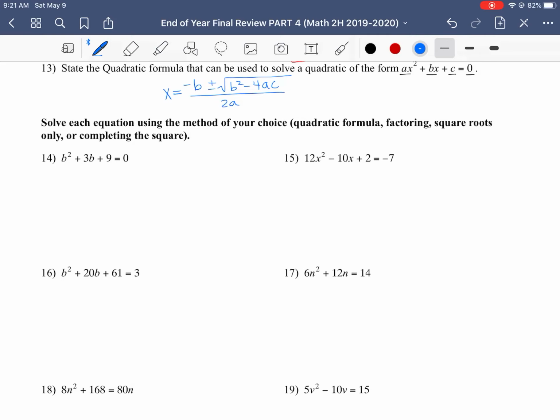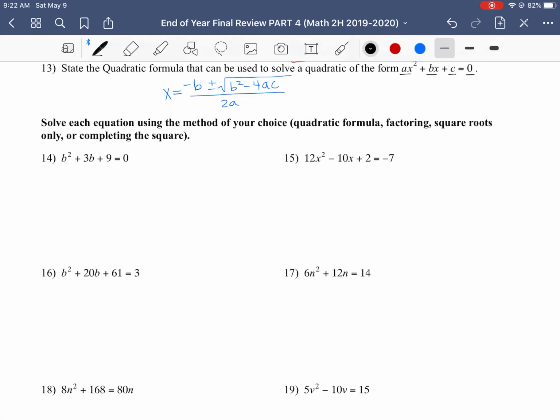This says solve each equation using the method of your choice. You can use the quadratic formula, right? That always works. Or factoring, which is the fastest method if it's factorable. Or square roots like we did above. Or completing the square. So we'll do kind of one of each as we move down. I'm going to do 14, 16, and 18.